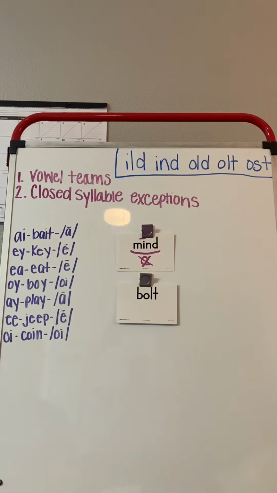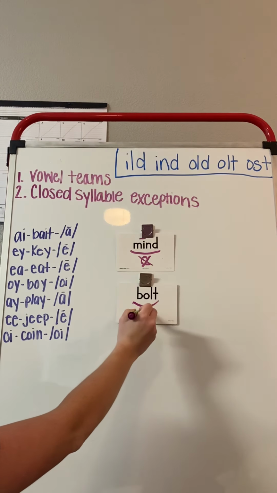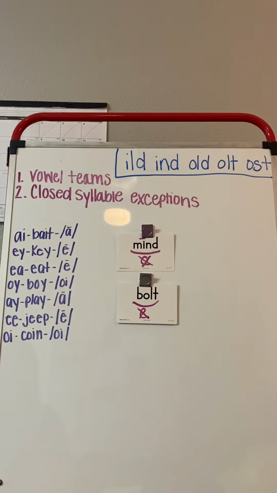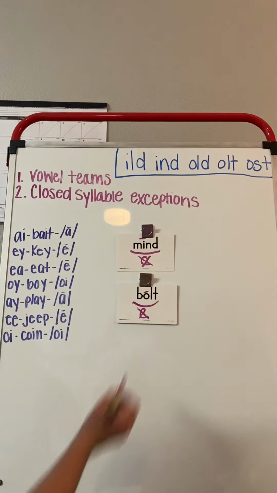Okay, great. So hopefully you have marked that word up as a closed syllable exception. So again, we're gonna scoop our syllable, put our C for closed syllable, and then we're going to cross it off because it is an exception. Okay, we also are going to mark our vowel as a long vowel.